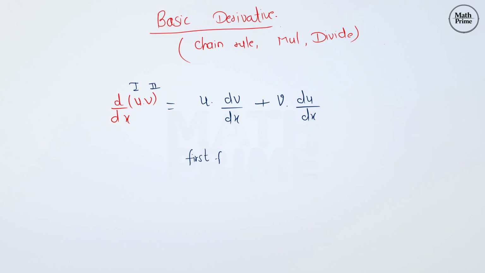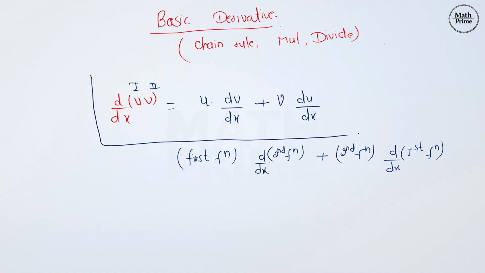First function into d by dx of second function plus second function and d by dx of first function. It is very easy, like d by dx of first function u into v is u first function as it is derivative of second plus second function as it is derivative of first.